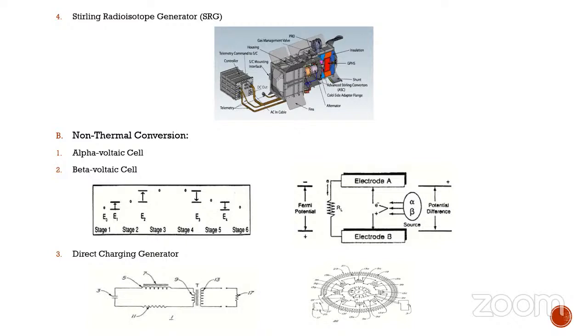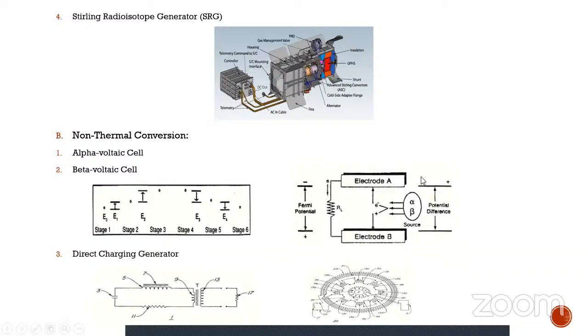Now we have betavoltaic cells. What a betavoltaic cell actually does, here we can see that there are two electrodes available, suppose A and B. Beta particles are emitted or bombarded at the same time. When the radioactive materials are radiating energy or beta particles, as they move between the plates, it creates a potential difference. As a result, the potential difference runs the whole system or the load.